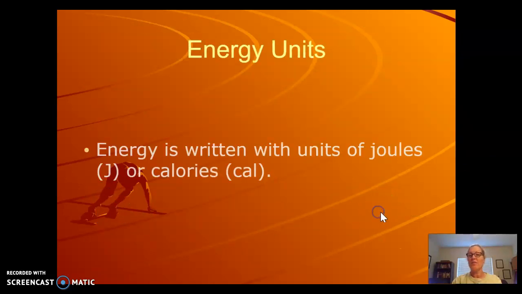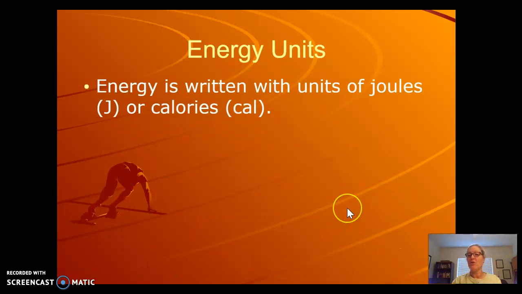So as we go into our next video, we're going to begin to talk about energy units and how to calculate questions that involve energy. Units for energy are joules. Now, as you know, in temperature, the units are Celsius, Fahrenheit, and Kelvin. They're different.